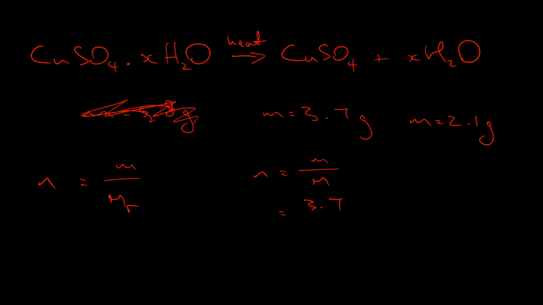There we go. 3.7 divided by the relative mass of copper 2 sulfate. Now this I happen to know is 159.6086. That was a relative mass.